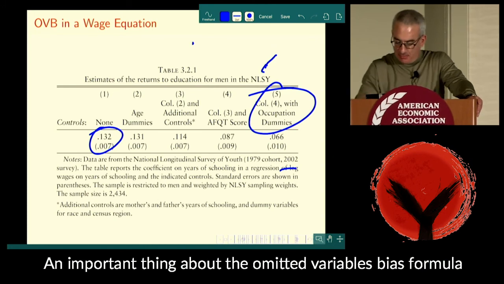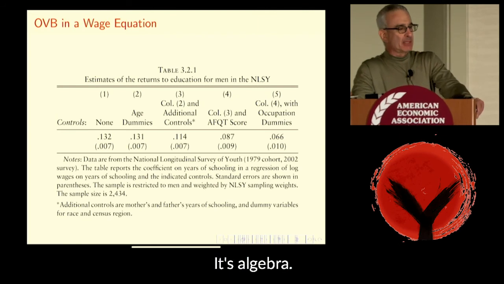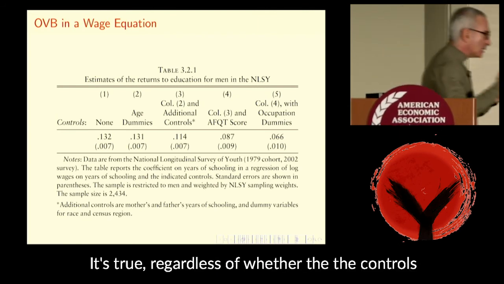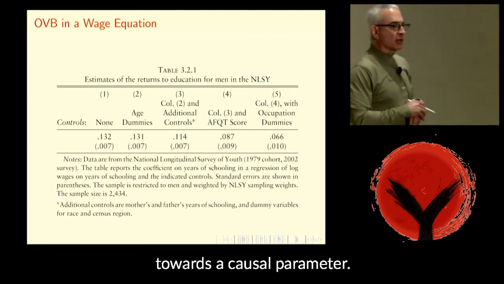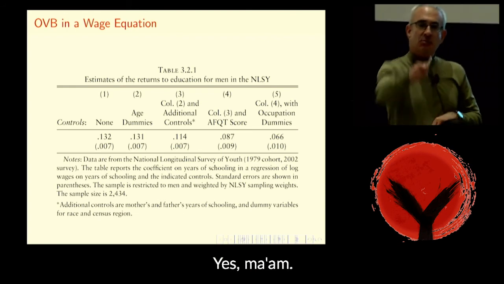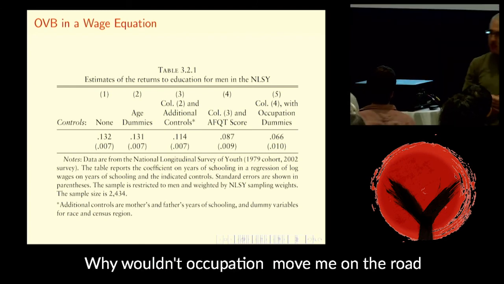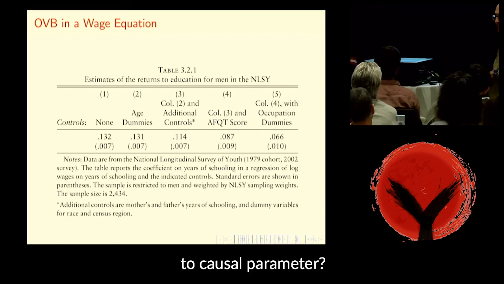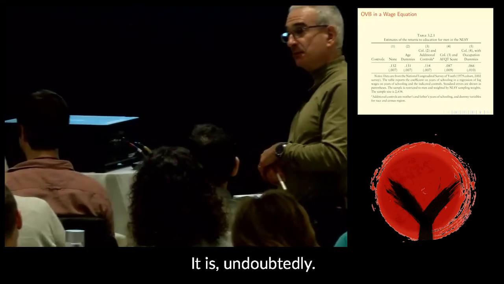An important thing about the omitted variables bias formula is that it's algebra. It's true regardless of whether the controls that you're adding move you down the road towards a causal parameter. Why wouldn't occupation move me on the road towards, yes ma'am. Why wouldn't occupation move, you answer my question, I'll answer yours. Why wouldn't occupation move me on the road to a causal parameter? See, I think it does because occupation is correlated with what type of schooling you got. It is, undoubtedly. I was thinking it's causal.